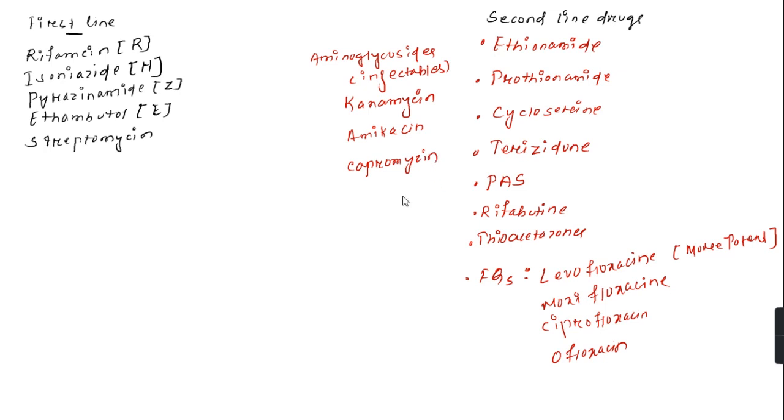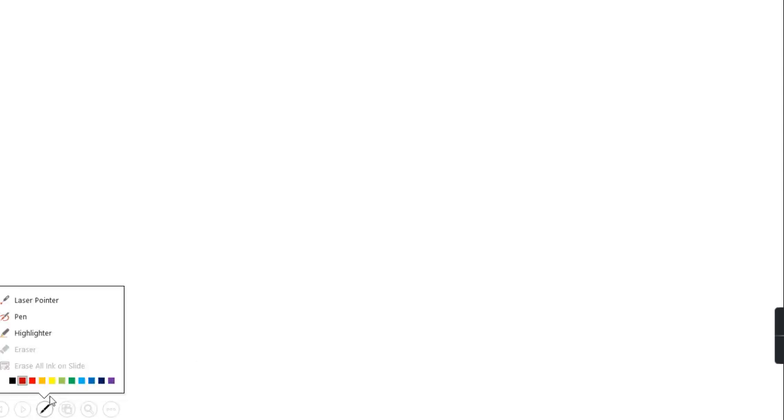Okay, then let us discuss individual drugs. Let us start from isoniazid. Here I will discuss the important points for the exams. Let us start with isoniazid, shortly written as INH or simply H.